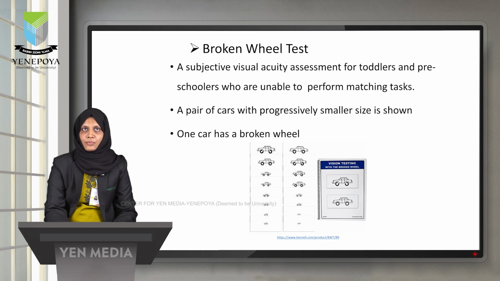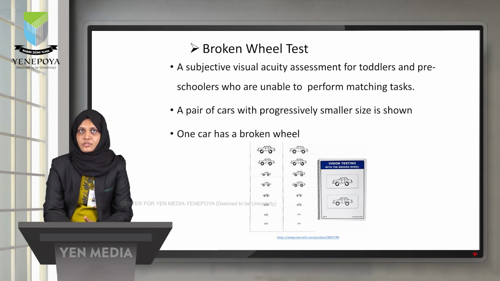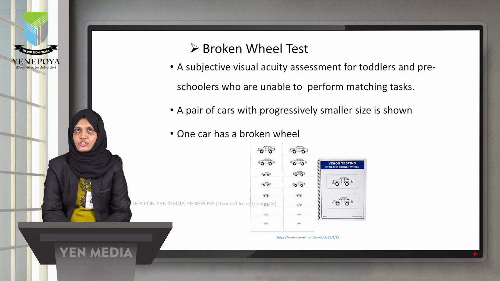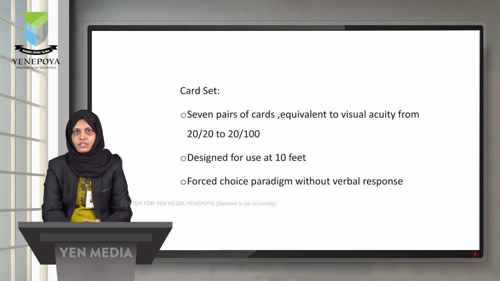So next test is the broken wheel test. It is also a subjective visual acuity assessment for toddlers and preschoolers who are unable to perform a matching task. A pair of cars with progressively smaller size is shown, and one car has a broken wheel. The card set is 7 pairs of cards equivalent to visual acuity from 20/20 to 20/100, designed for use at 10 feet and a forced choice paradigm without a verbal response.